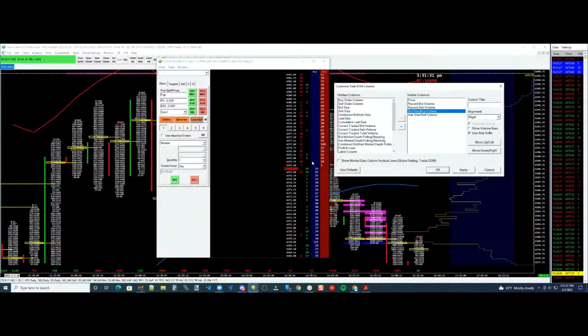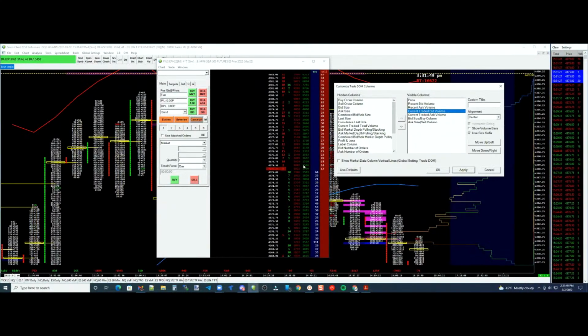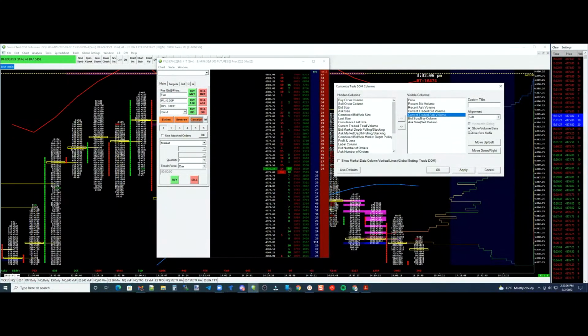Now what we're going to add is, because everything I do involves a volume profile, why? Because volume matters. Time means nothing. Now we're going to take the current traded bid volume and the current traded ask volume. Now watch what I'm going to do here. If I hit apply, you get the bid volume and the ask volume. But I want a little bit more detail than that. So on the right alignment, I'm going to show the volume bars, and on the left alignment, I'm going to show the volume bars. Now I'm getting a good look, I don't have to see the numbers.